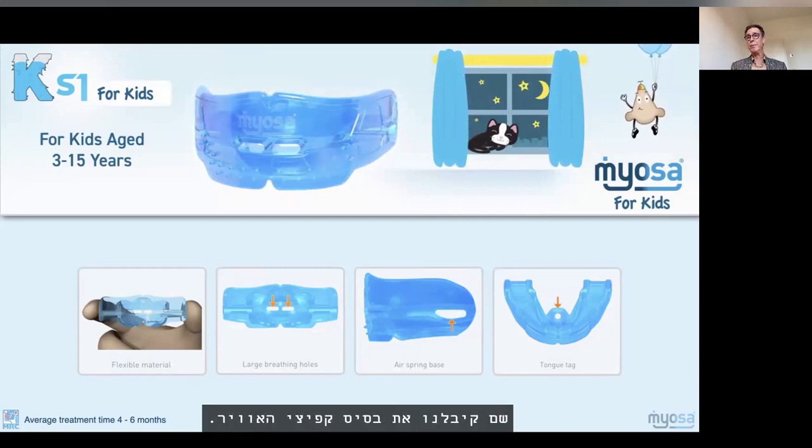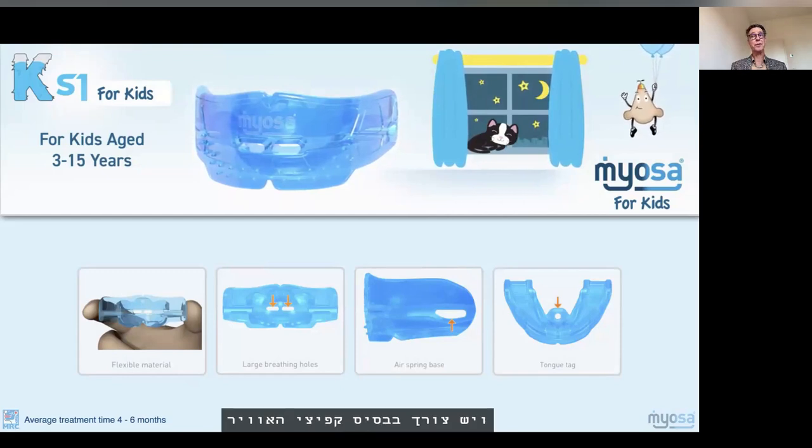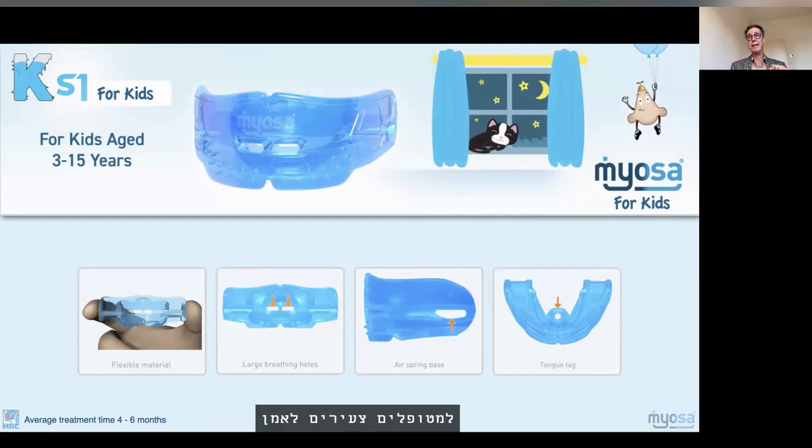There we have the air spring base, and the air spring base is needed for young patients to train the jaw muscles. A lot of patients, 2+, still have an infantile swallow, an incorrect swallow, and to correct this swallow, it's needed to train the jaw muscles. And therefore, this open molar area, this air spring base, is needed. And of course, we have the tongue tag. The tongue tag is the main feature in all our appliances and is retraining the tongue.